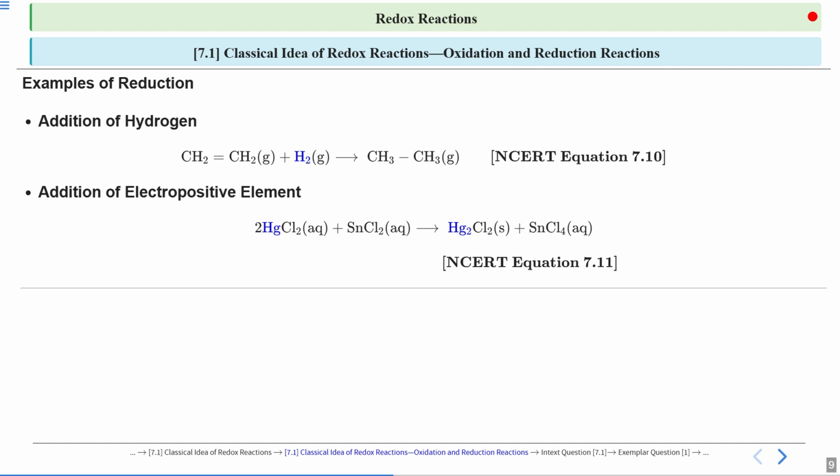And hence, now we can conclude from these 4 examples that we have studied for reduction that the addition of hydrogen and the removal of oxygen is considered a reduction process, and the addition of an electropositive element or the removal of an electronegative element is also considered a reduction reaction. So I hope till now the oxidation reaction and the reduction reaction are clear to you.